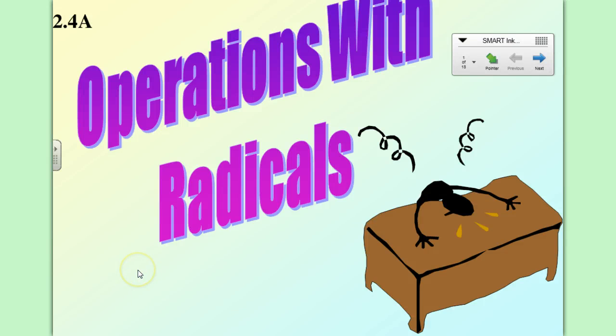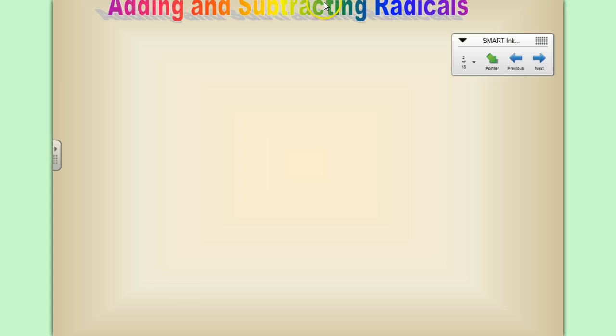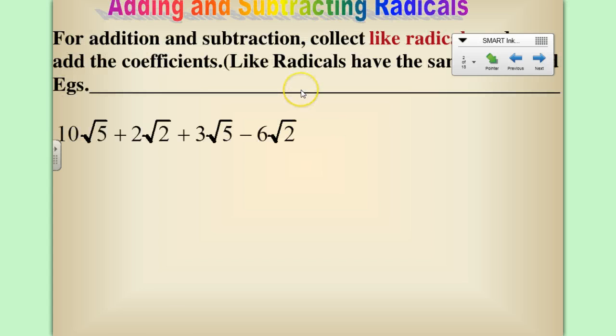Math 20-1, continuing our work with radicals. So in lesson 2.3, you already learned how to add and subtract like radicals and simplify expressions. So this is just really quick. I'm going to splash and dash through just to remind you of what we can do.